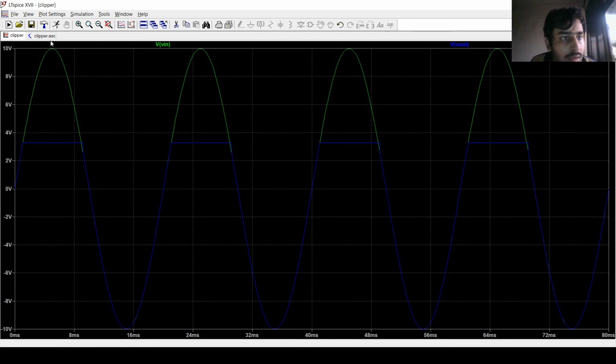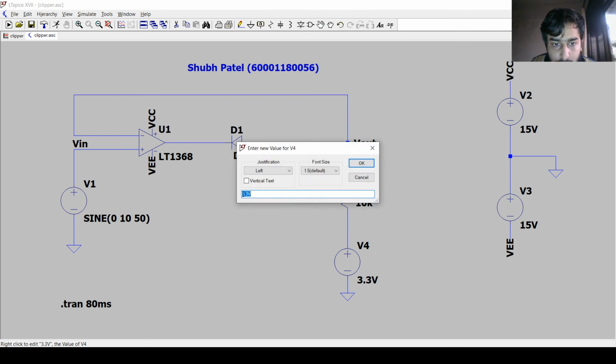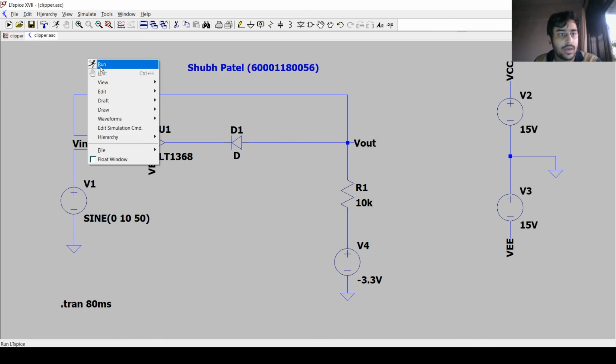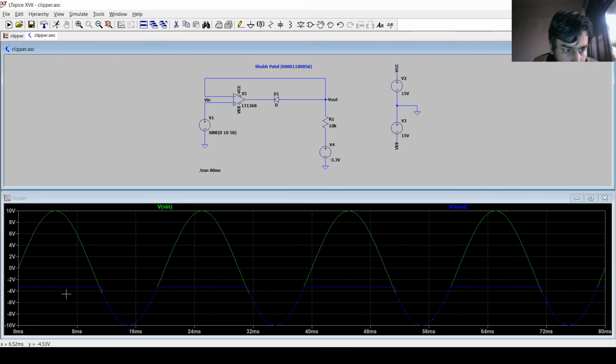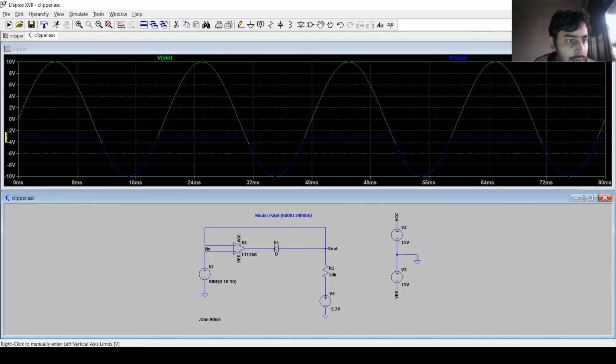So now let's change the value of this to minus 3.3, that is for minus VREF condition. Now run this again. So as you can see, when the input voltage is greater than the minus 3.3, that is the threshold voltage, the output voltage will be equal to minus 3.3 volt, and when the input voltage becomes less than the threshold voltage, the output voltage will be equal to the input voltage. So that's all for this positive clippers.